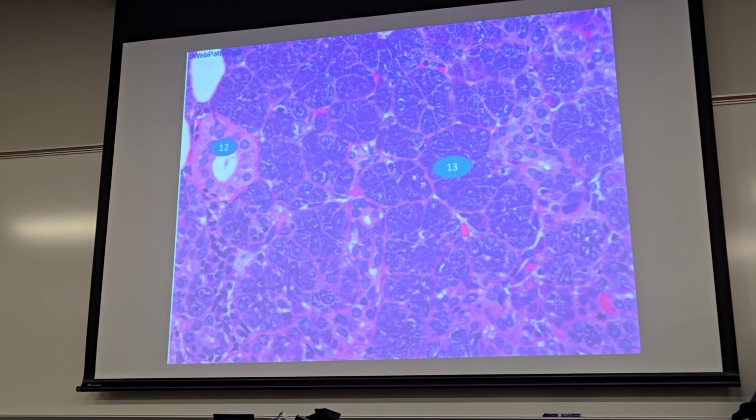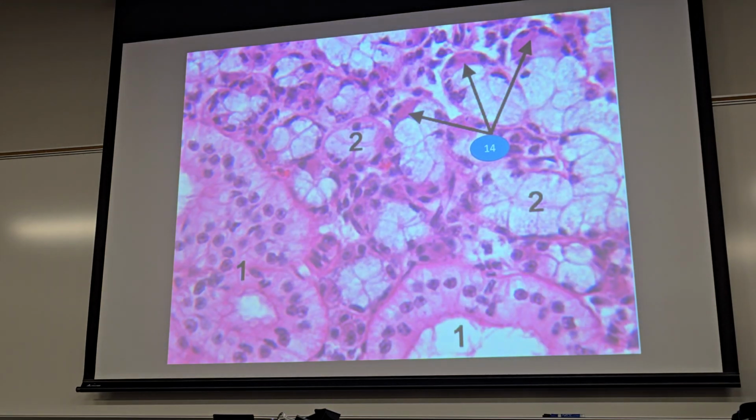And that's the serous acini. And what about number 12? Parotid duct. Okay, in this one, what do you want to say this one is? Identify the slide. Submandibular.